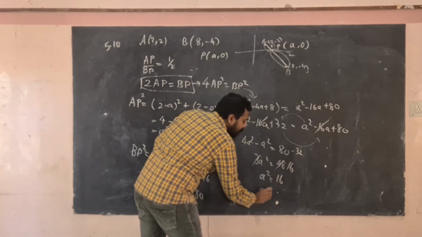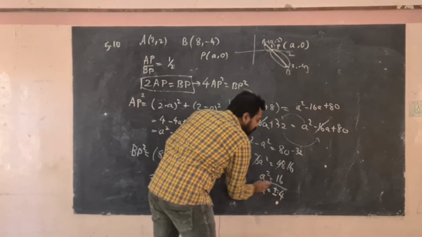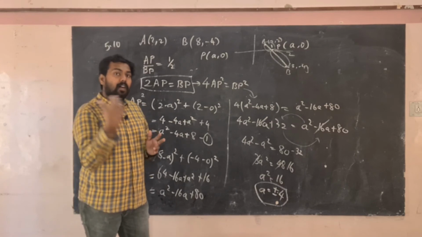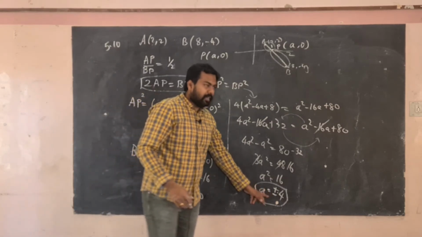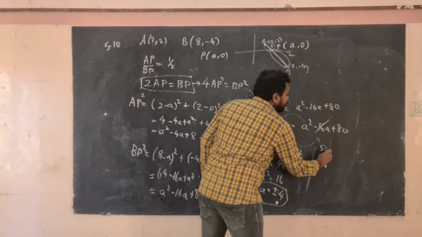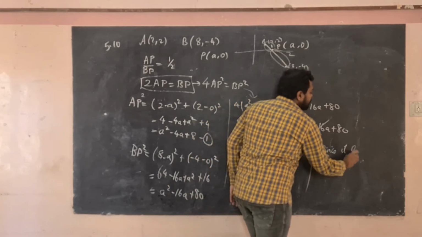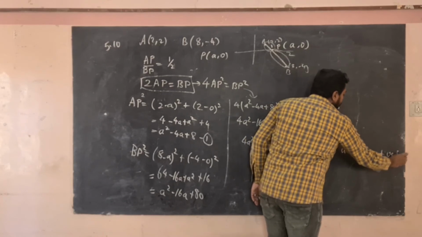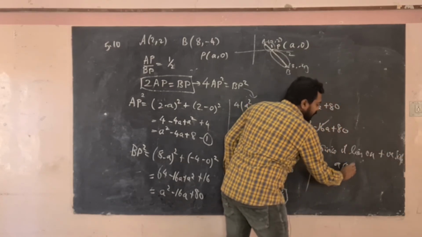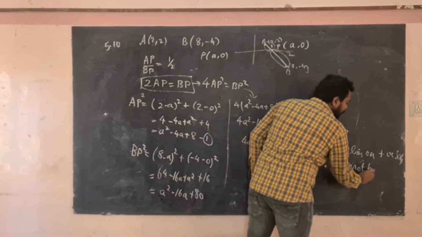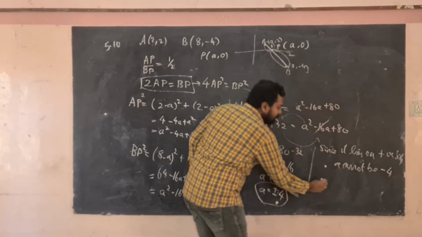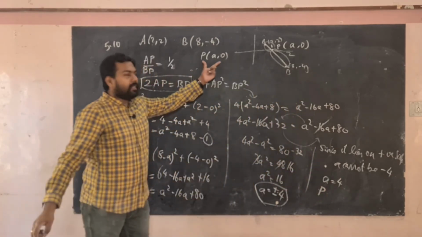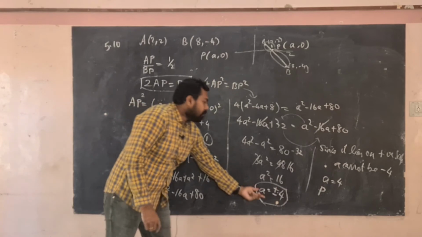So a will be equal to plus or minus 4. See, what have they given in the question? It lies on the positive side, so it cannot be negative. So we write, since it lies on the positive side, a cannot be minus 4. So what is the answer? a is 4. So what is point P? Point P is nothing but (a, 0). The value of a is 4.